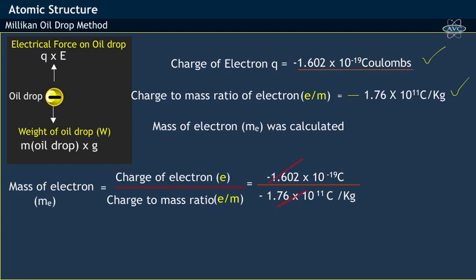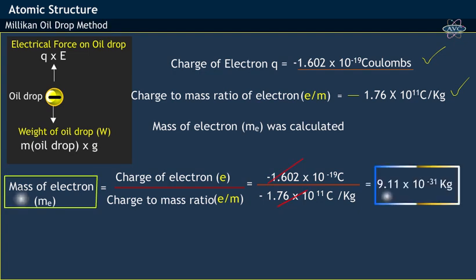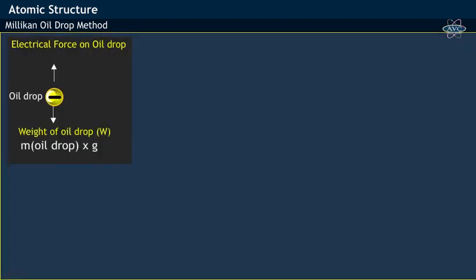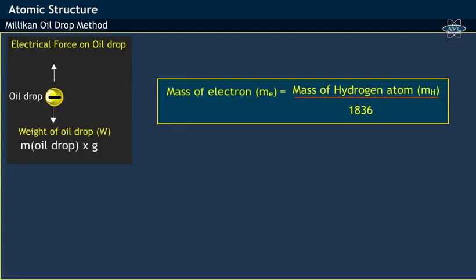On further calculation, the mass of electron was found to have a value of 9.11 into 10 to the power of minus 31 kilograms. It was also found that the mass of electron was about 1836 times lighter than the mass of hydrogen atom, as shown by the equation.